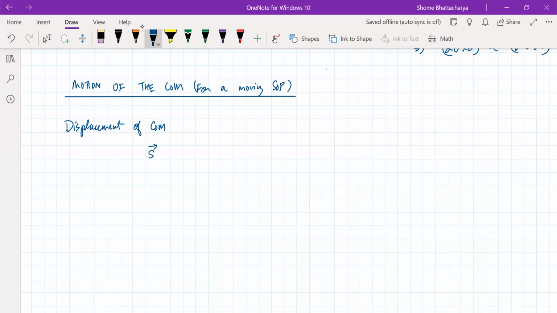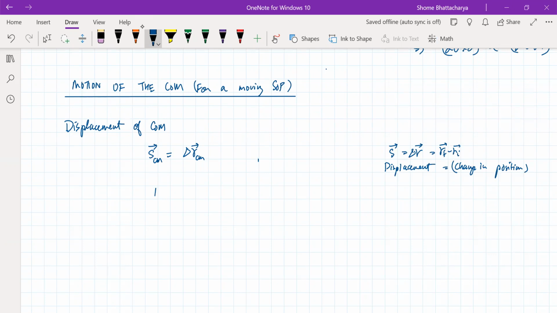So displacement is defined as change in position. So here it is change in position of center of mass. In general, that is a definition of displacement. The vector definition of displacement equals the change in position vector. So here it is the change in position vector of the center of mass.